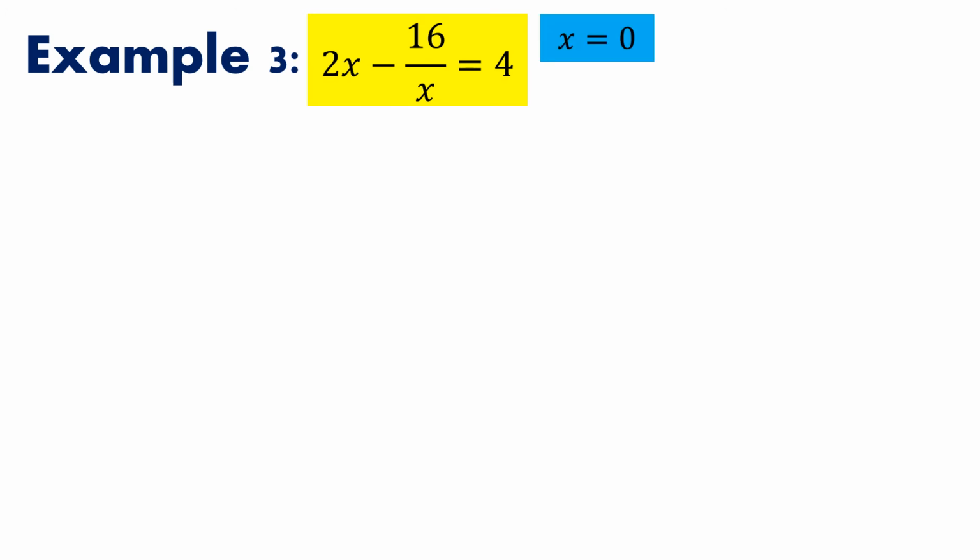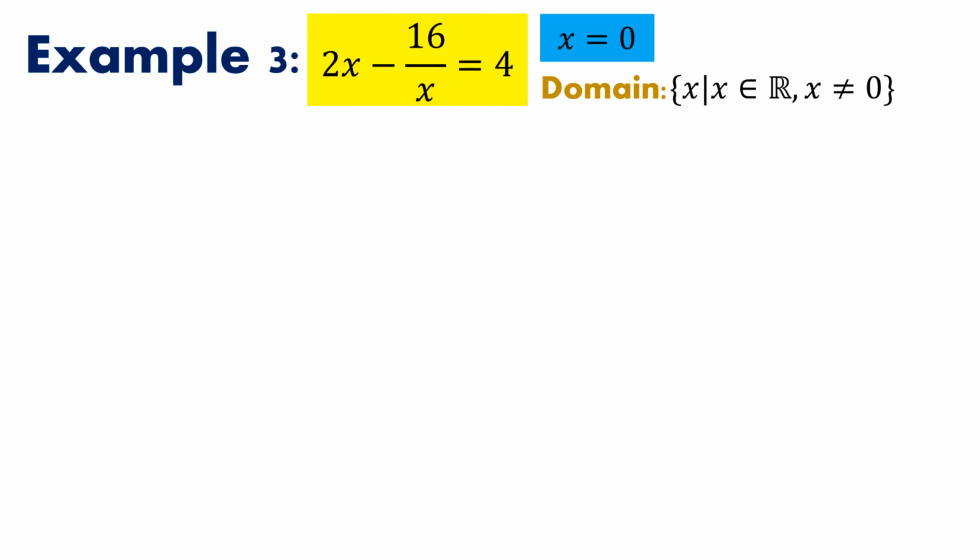We are given the equation 2x minus 16 over x equals 4. Again, we need to determine the domain of the rational equation. We look for the value of x that will make the denominator equal to 0. Note that the denominator will only be equal to 0 when x is equal to 0. The domain of the rational equation is the set of x such that x is an element of the set of real numbers and x is not equal to 0.